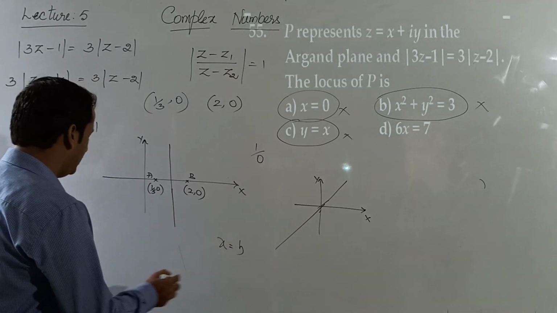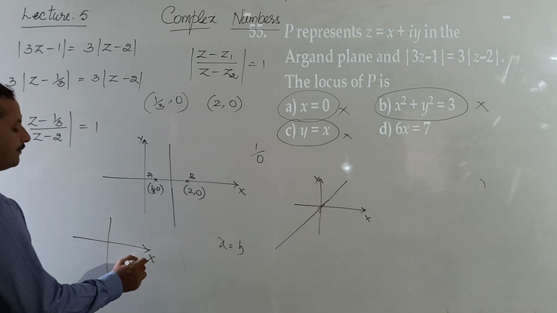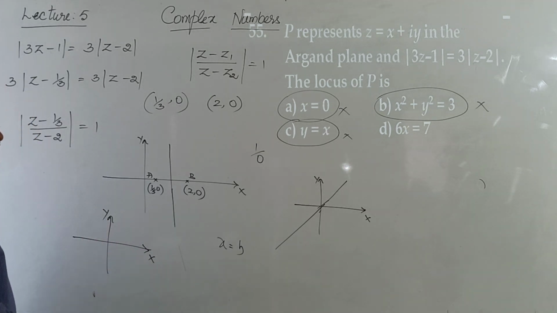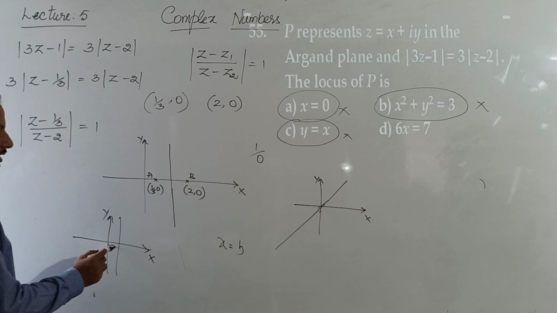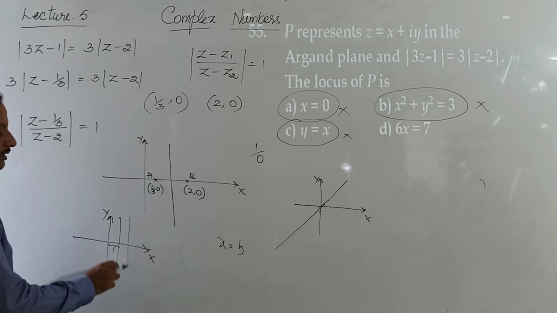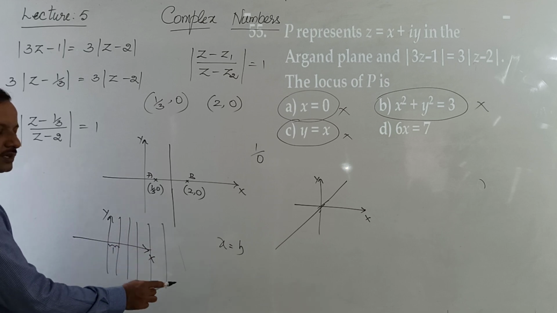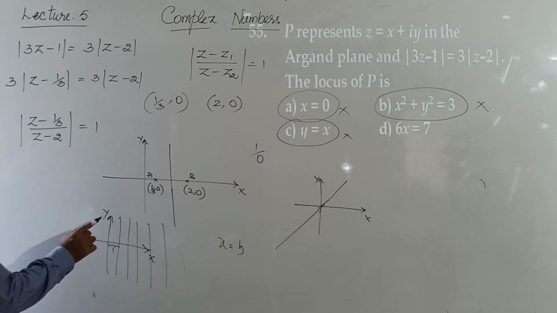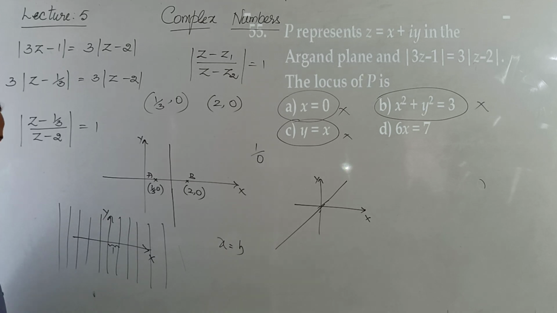I mean, see, you are very well aware of that. Equation of y-axis is x equal to 0. So if I draw a line here, say this distance is 1, then the equation of this is x equal to 1. This is x equal to 2, x equal to 3, x equal to 4, x equal to 5, and so on. And on the other side, x equal to minus 1, x equal to minus 2, x equal to minus 3, x equal to minus 4, x equal to minus 5, etc.